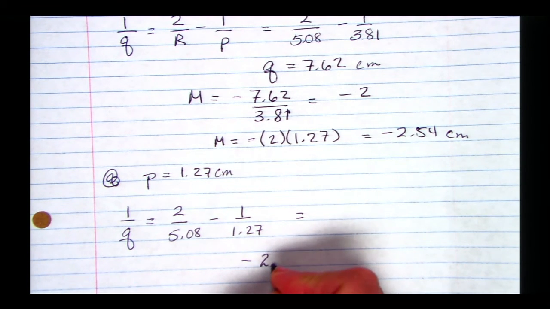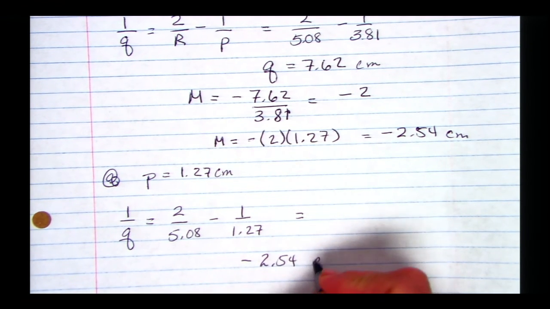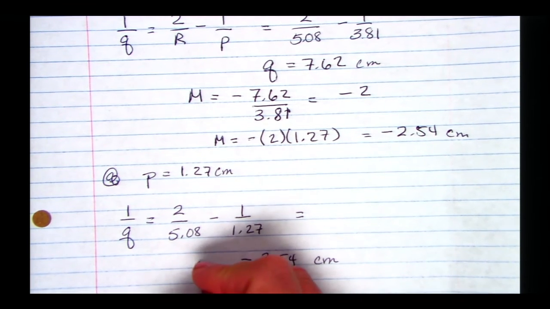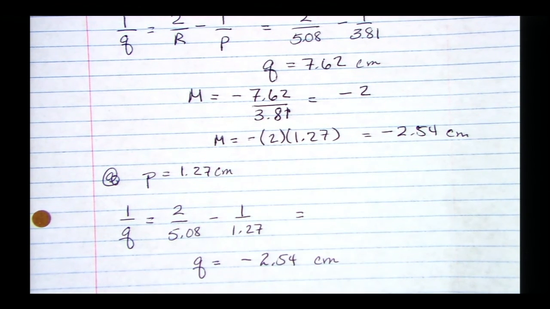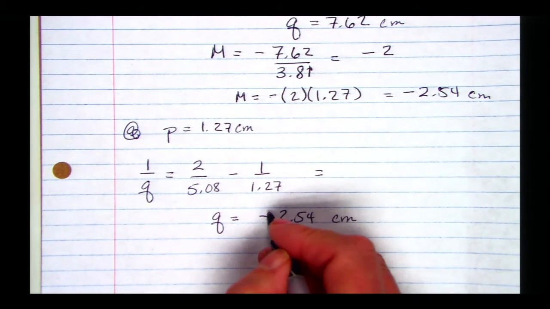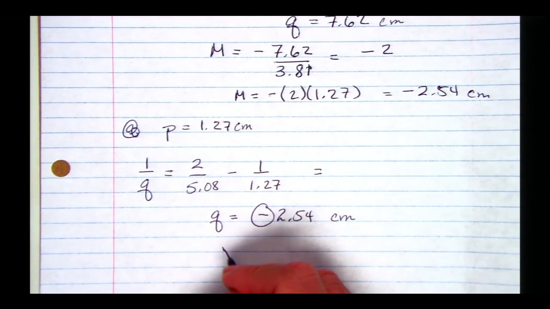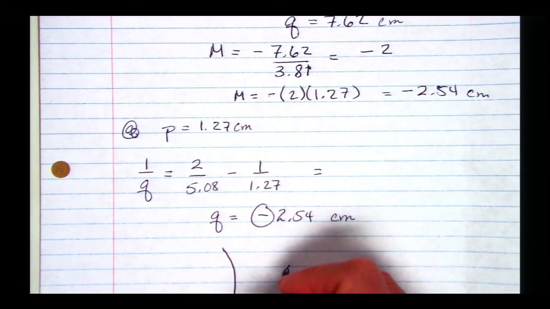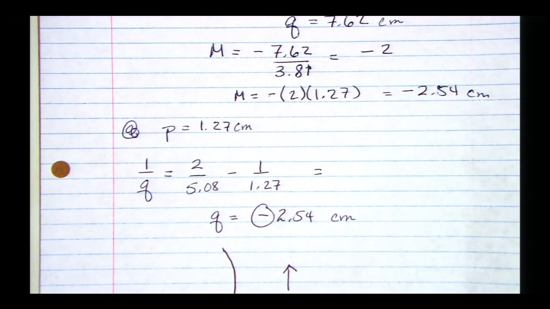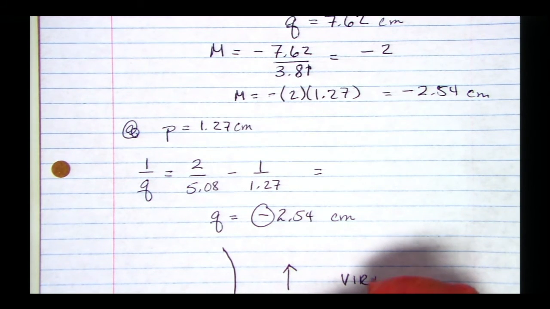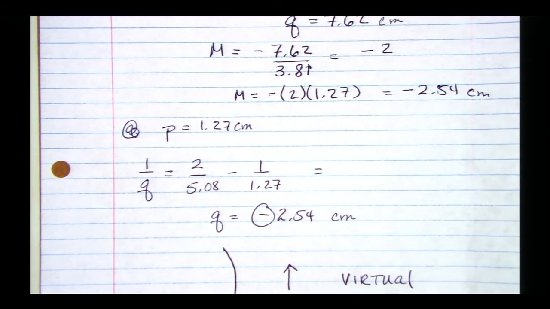Now the negative sign says the image is going to show up on this side of the mirror. And this means this is going to be a virtual image, where the other two images that we actually just calculated are real images, because I can put a screen there and I can actually see them. Those are real images.